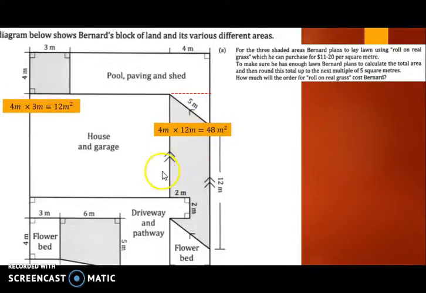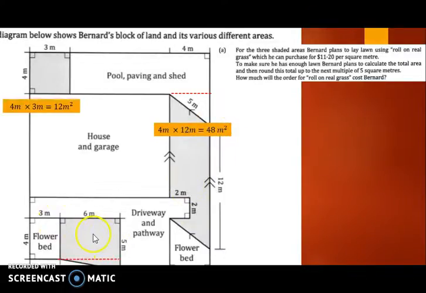However, we need to subtract this 2 meter by 2 meter square here. So 2 meters by 2 meters is 4 meters squared. So this answer would actually be 44 meters squared.